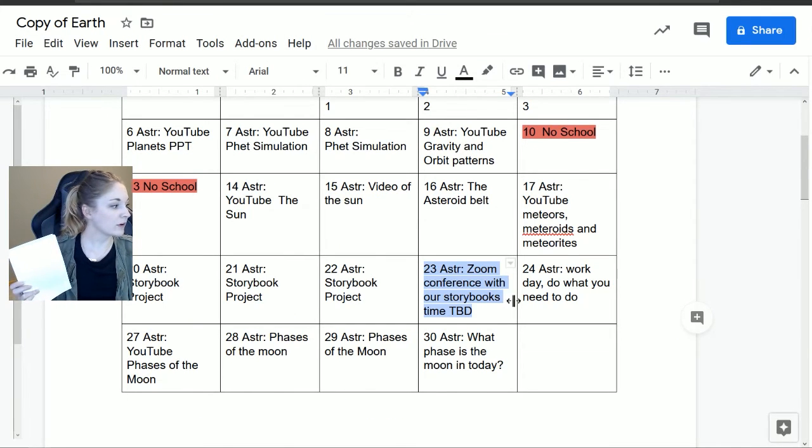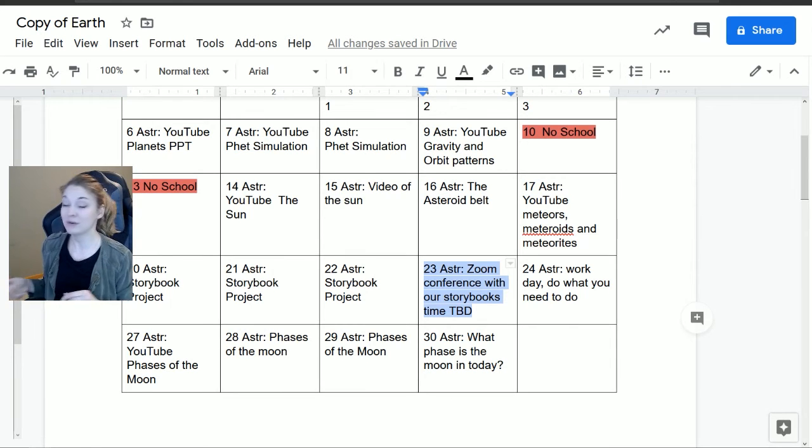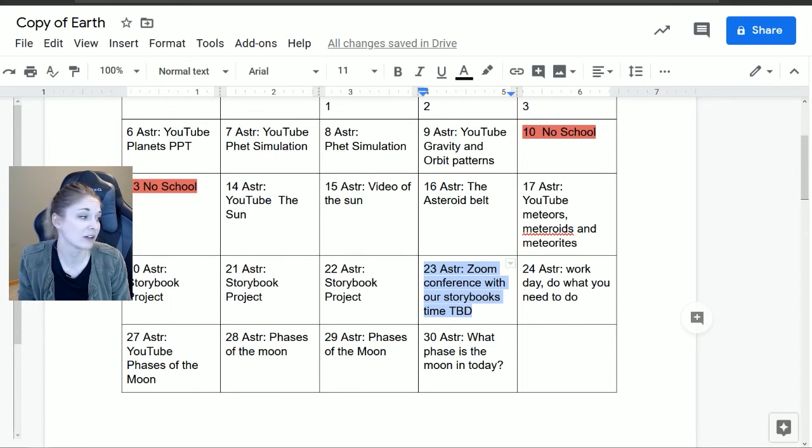So on the 23rd, what I'd like to do, as I mentioned earlier, is have a conference where we would all come together at the same time. I know that's going to be difficult potentially, but we'd all come together at the same time and you guys would have your books and we would share them. So we would just do like a little story time on Zoom. So I'm super excited about that. I haven't seen you guys forever. So that's the plan. And then that next day, you guys have just a work day to work on whatever you may need.